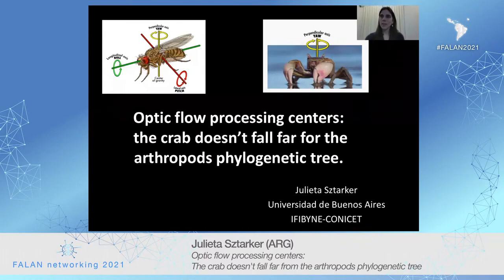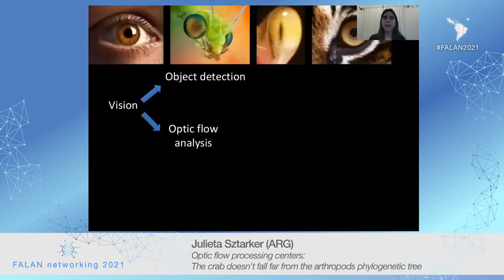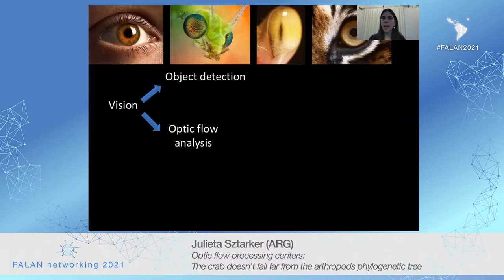Hello, my name is Julieta Starker, and I will be talking today about the optic flow processing centers that we have discovered in the crabs and how they are very similar to the ones already described in flies. All visual animals have to deal with two different aspects of the image at the same time. One has to do with the detection of particular objects that can be prey, predators, conspecifics, etc.